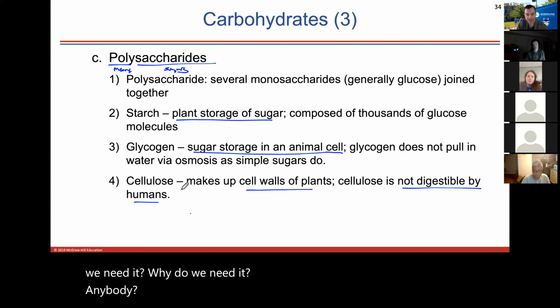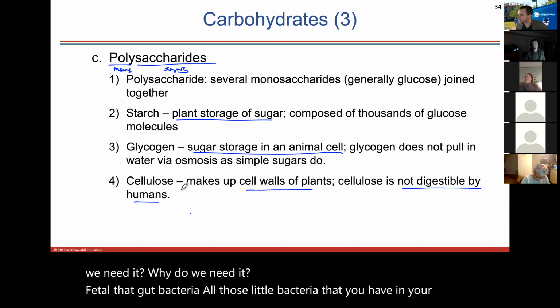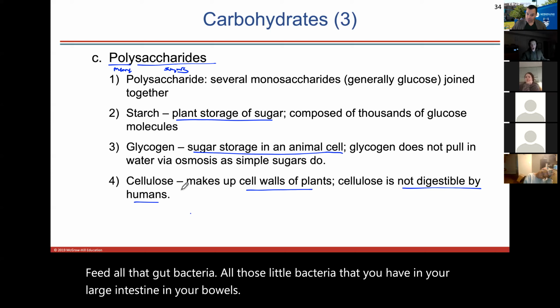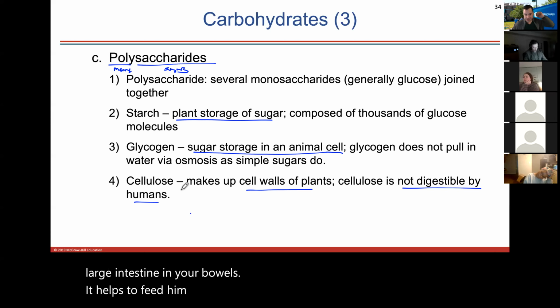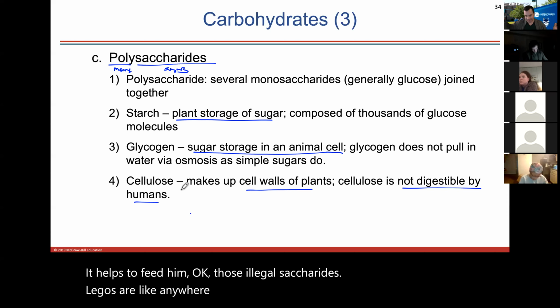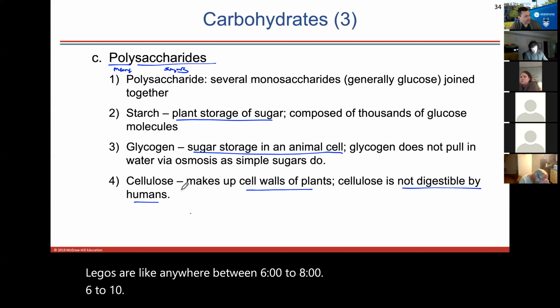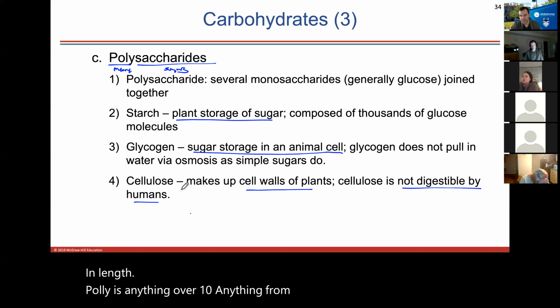Feed all that gut bacteria, all those little bacteria that you have in your large intestine and your bowels. It helps to feed them. Those oligosaccharides. Oligos are anywhere between 6 to 10, 8 to 10 in length. Polysaccharides, poly is anything over 10. Anything from like 3 to 9 or 10 is considered an oligosaccharide.